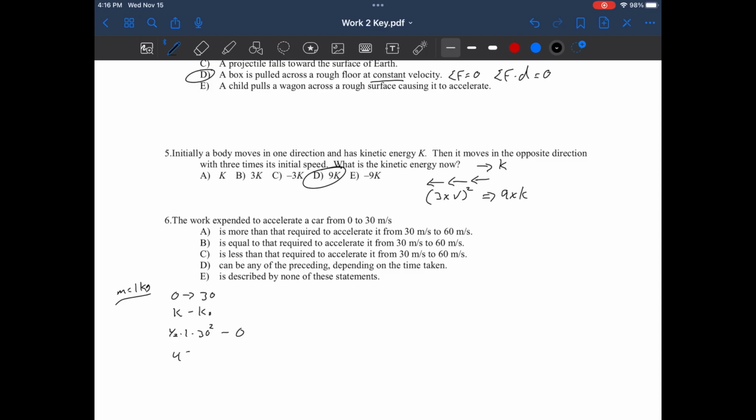So 1/2 of 1 times 30 squared, we get 450 joules. That's how much energy it takes, or that's the change of energy, to go from 0 to 30. What about from 30 to 60?